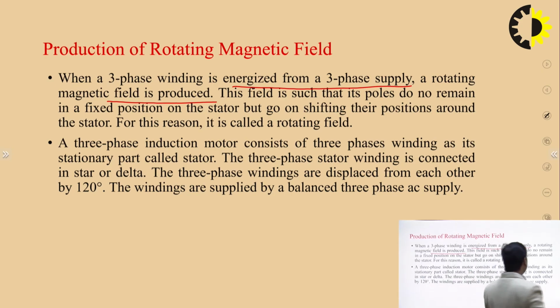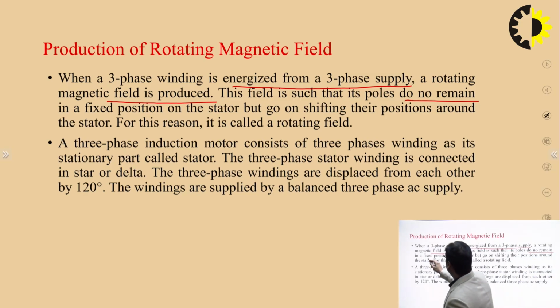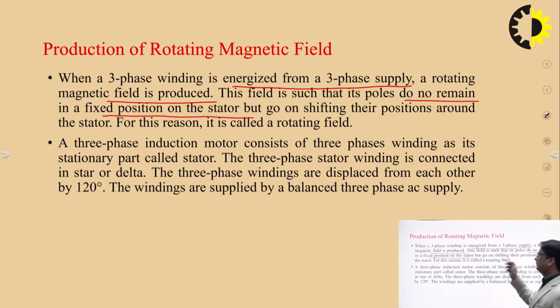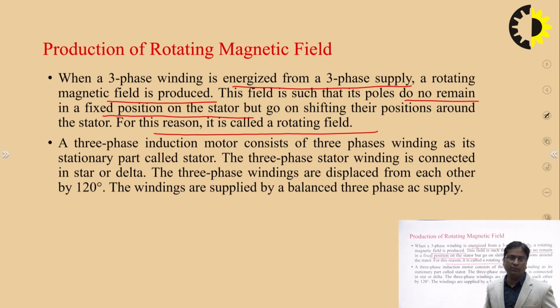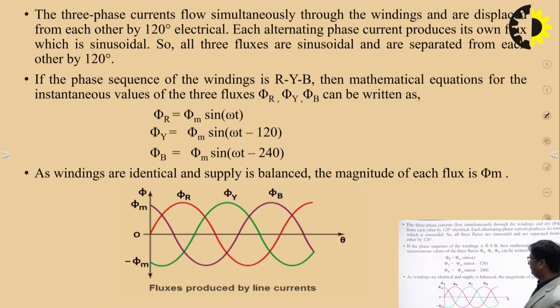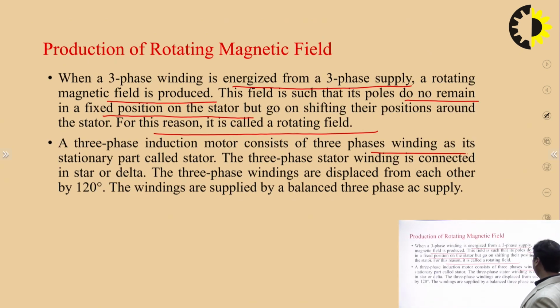It means that the field will rotate at synchronous speed, that we all know. That means the poles on the stator are shifting their position, you can say in that way. This is called the rotating field. Now let us investigate how this rotating magnetic field is produced. For this we have the three-phase winding.